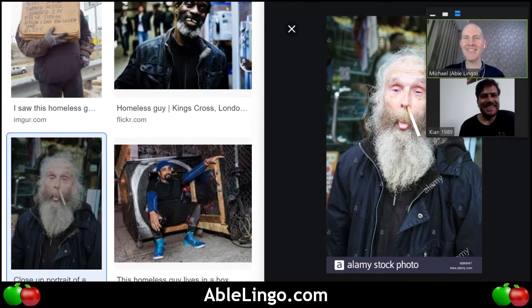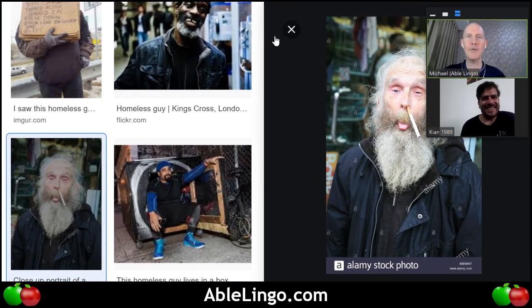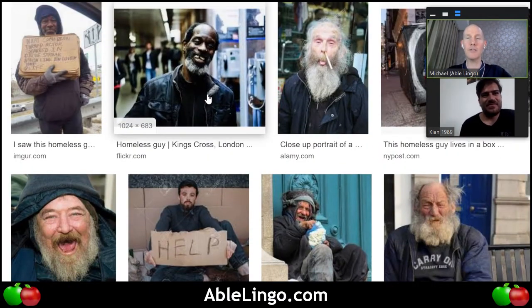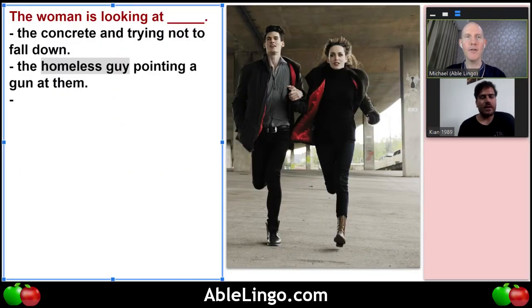With the cigarette sticking out his nose. But it's someone who is usually kind of dirty. They live on the streets because they're probably poor and they don't have a home. I imagine it's something similar in your country, Kian? Yeah, even worse. Okay, so it's everywhere, right? It doesn't seem to matter how rich the country is. There's almost always homeless people. So maybe the woman is looking at the homeless guy pointing a gun at them.